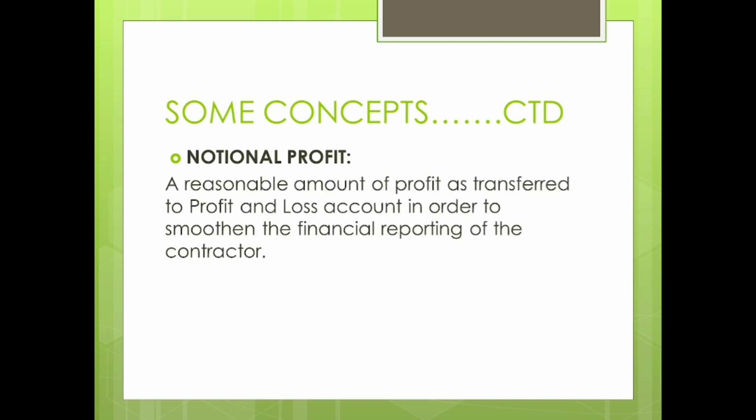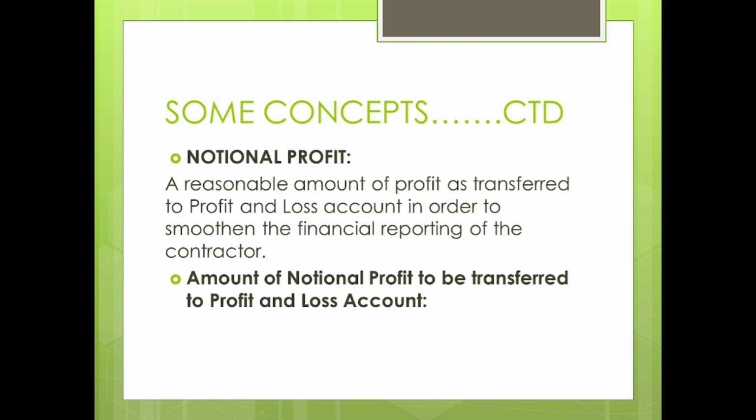A reasonable amount of profit is transferred to the profit and loss account in order to smoothen the financial reporting of the contractor. As I already told you, if I don't show profit for the next 20 years and suddenly I show profit in the 20th year, that is very disturbing and does not smoothen the reporting practices. Now, the amount of notional profit to be transferred to the profit and loss account. If I find that yes, there is a notional profit, the practice is that I should not transfer the whole notional profit to the profit and loss account. I will transfer some proportional amount.